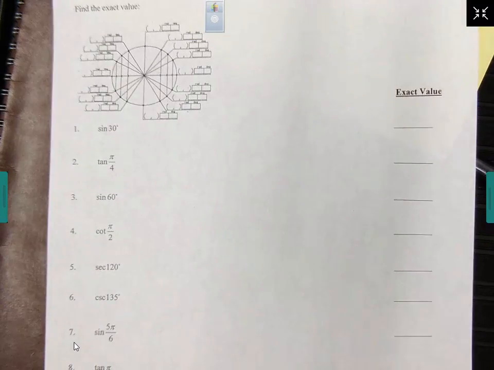All right, here we go. Number 1. Miguel, what is the sine of 30 degrees? Does everybody agree with Miguel that it's 1/2? Alexia, can you see that the sine is 1/2? Tiffany, do you see that the sine of 30 degrees is 1/2? Alexia, be honest with me.